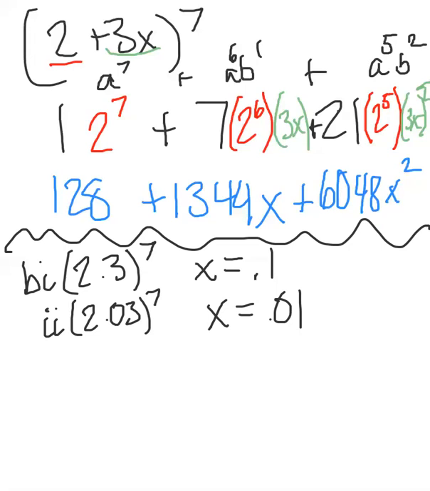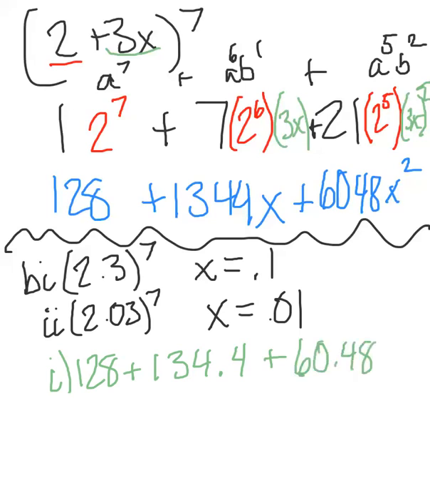The nice thing about 0.1 and 0.01 just means that you are moving the decimal places over. So let's do the first one. We have 128 plus I'm multiplying by a tenth, which means I'm only moving the decimal place one place. So it's now 134.4. And then when it's squared, that's the same thing as multiplying by 0.01. So that means this is 60.48. When you add all of this together, it is 322.88.